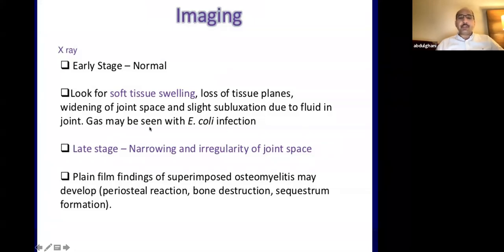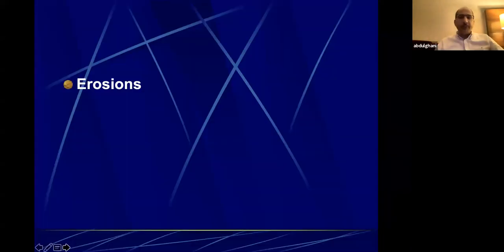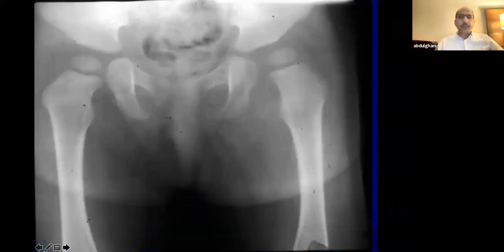At times, really, there can be gas, especially if the infection is because of E. coli. In the late stage, however, there will be narrowing and irregularity of the joint space, and at times the plain film also can have a picture of superimposed osteomyelitis, which will develop periosteal reaction, bone destruction, and subsequent sequestration formation. That is also very important, as it will help to some extent to rule out osteomyelitis, which can be associated with septic arthritis or primarily septic arthritis. Subsequently, septic arthritis can happen after primary osteomyelitis. There can be erosion of the joint or articular surface.